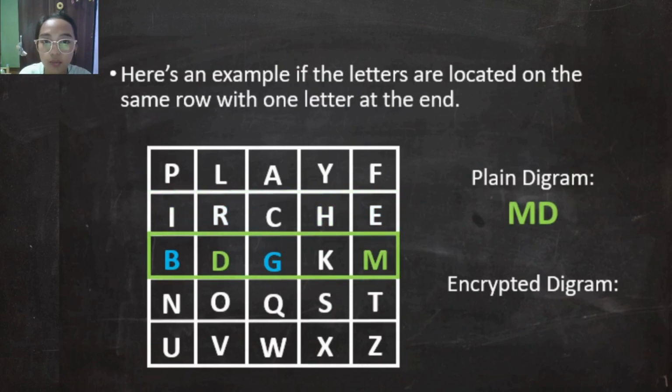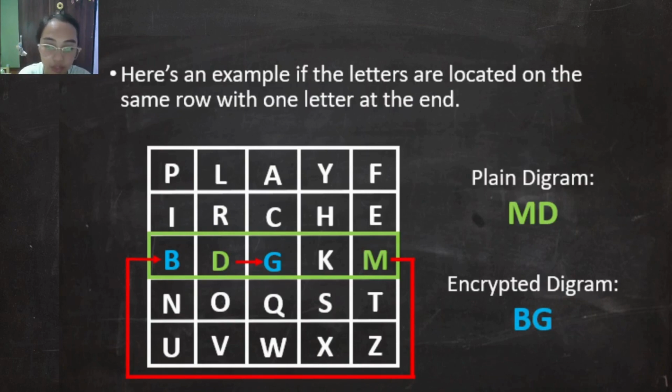And here's an example if the letters are located on the same row with one letter at the end. So if the plain diagram is MD, you can see that M is at the very end of the row right there. So we would do a wraparound. M becomes B and D becomes G, the letter to its right. So MD becomes BG.